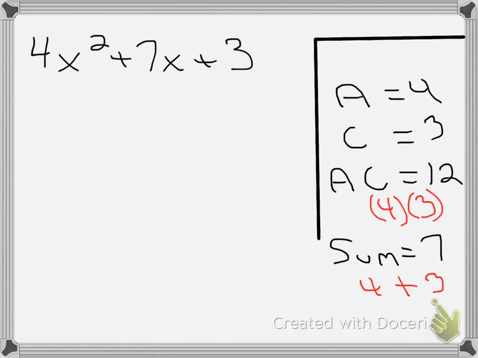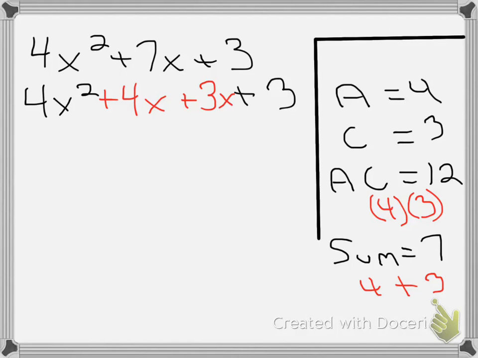What we do next is bring down the first term, which is 4x squared, and bring down the last term, which is plus 3. Then we put those two numbers in the middle, 4 and 3, but we put x's on them because we want to get 7x. So in the middle we put plus 4x plus 3x, which gives us 7x, our middle term.